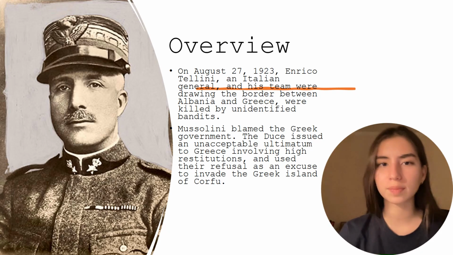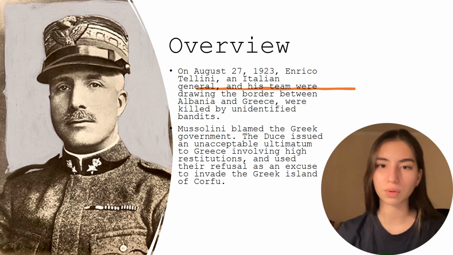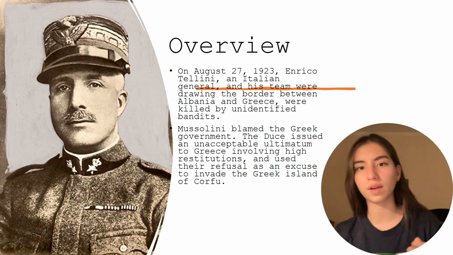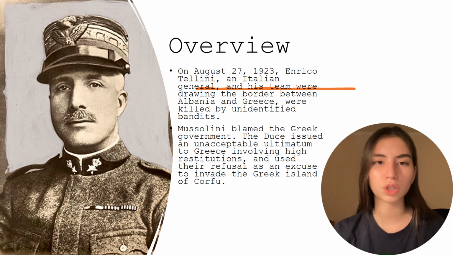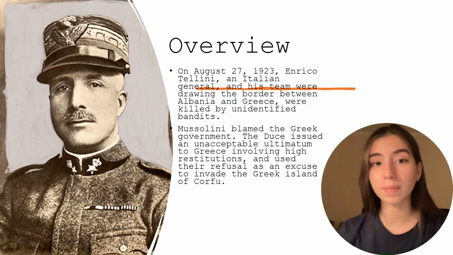The Corfu crisis began on August 27th of 1923 when an Italian general called Enrico Tellini was murdered in Greece along the border with Albania. Him and his team were drawing up the border. They were killed by unidentified bandits.